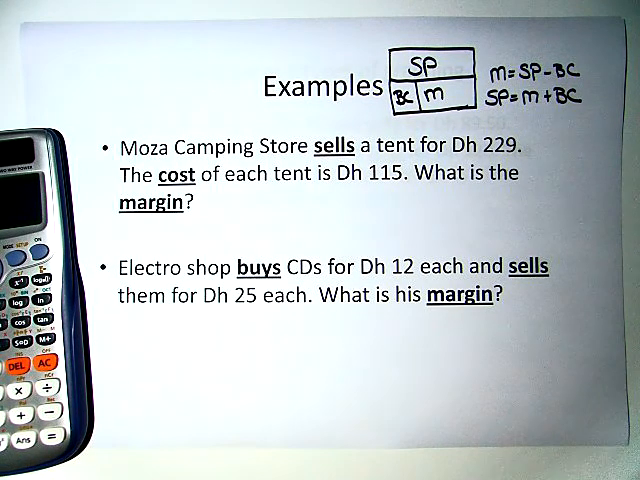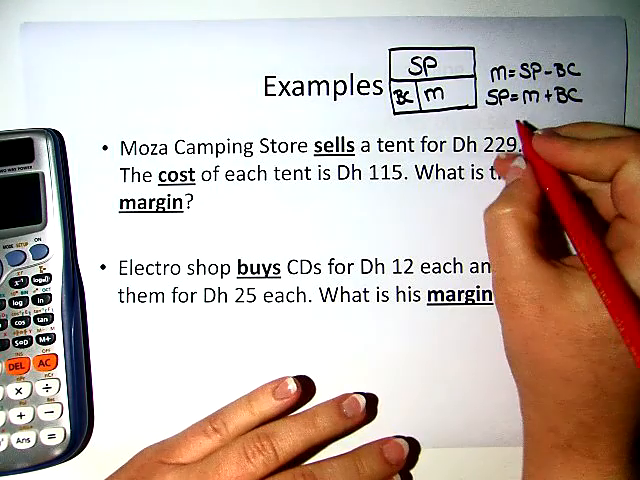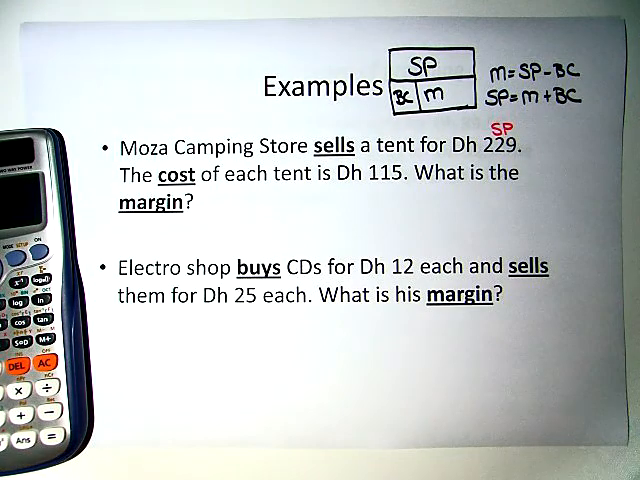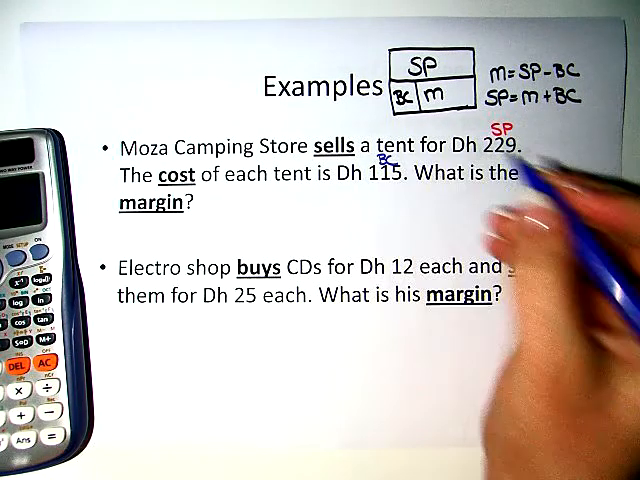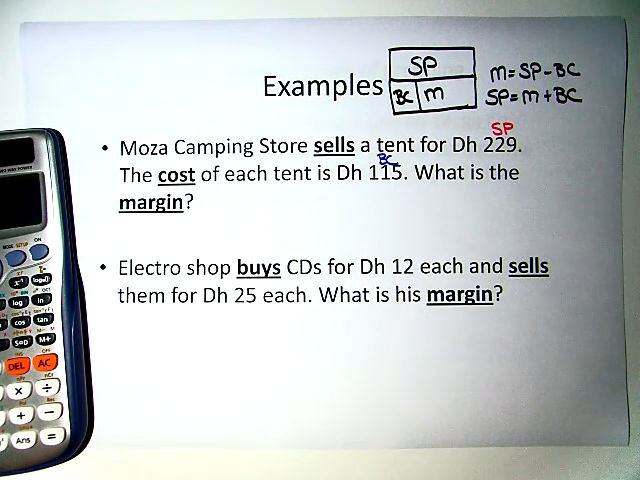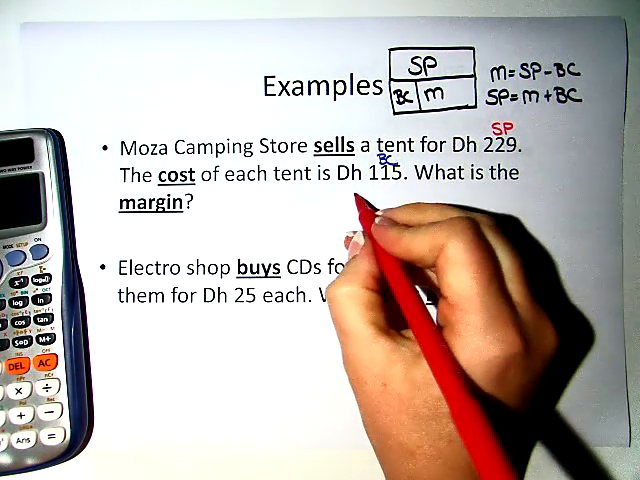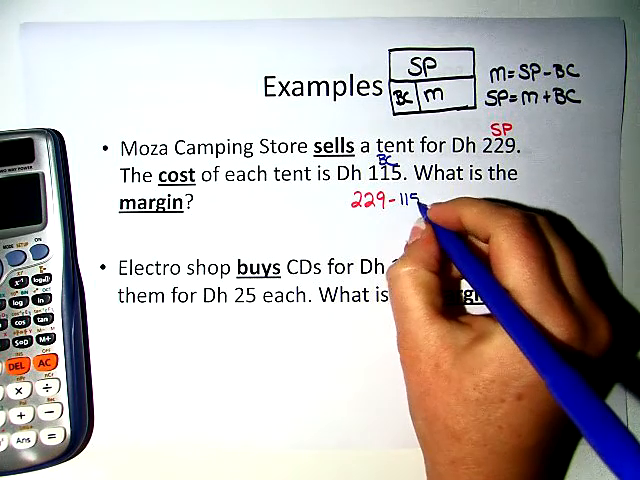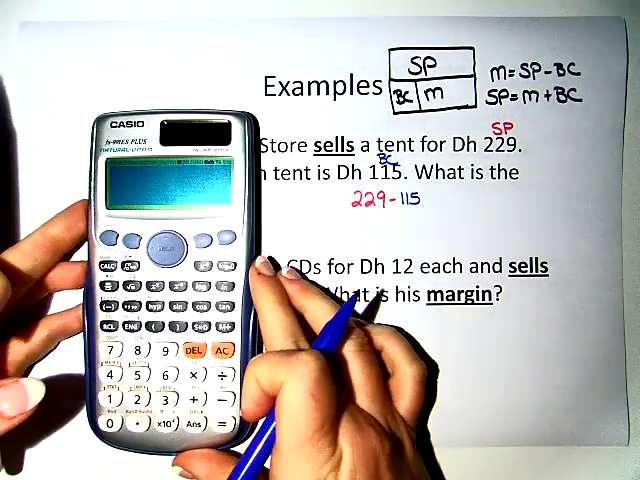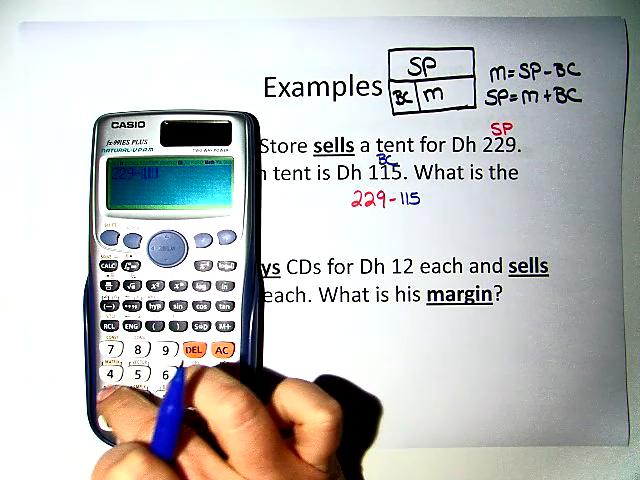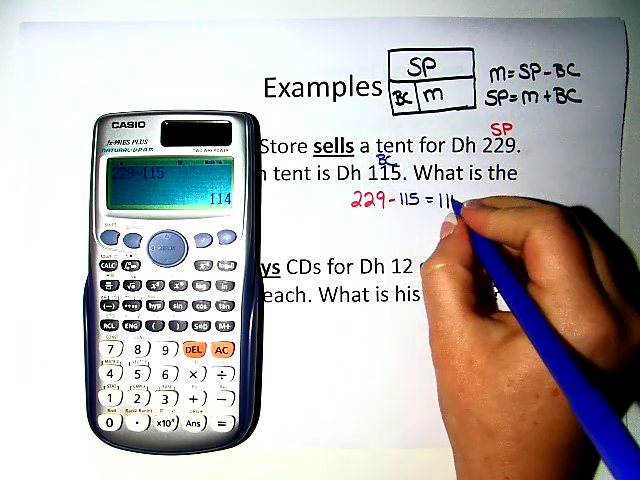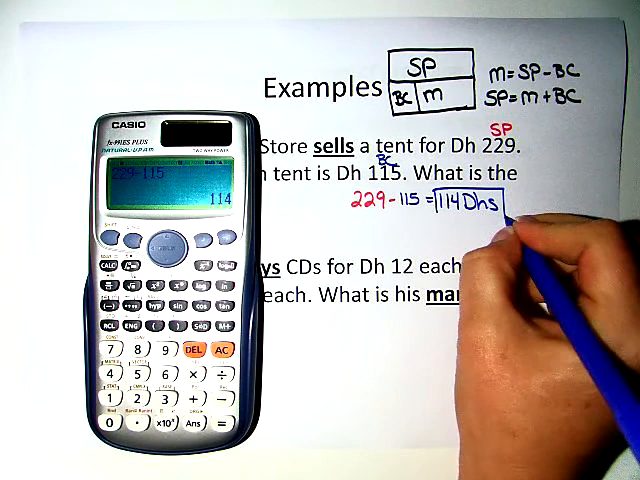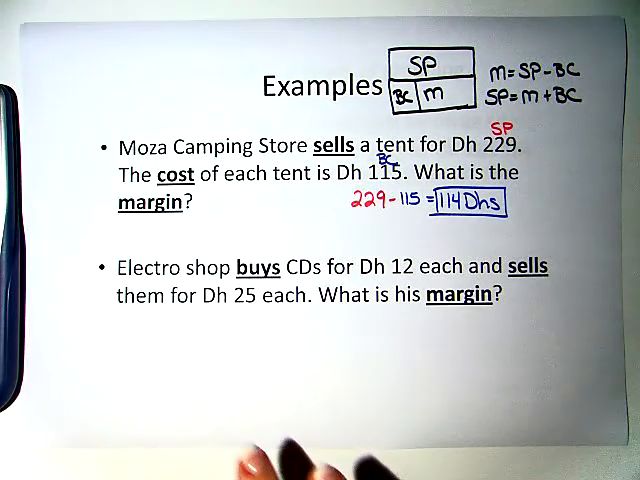So let's go ahead and look at the very first equation. Moza Camping Store sells a tent for $229. Okay, this is my selling price. The cost of each tent is $115. Okay, so this is my buying cost. So in order to find the margin, we need to take the selling price, $229, and subtract the buying cost, which is $115. So we turn on our calculator. We get 229 minus 115 is 114 dirhams.